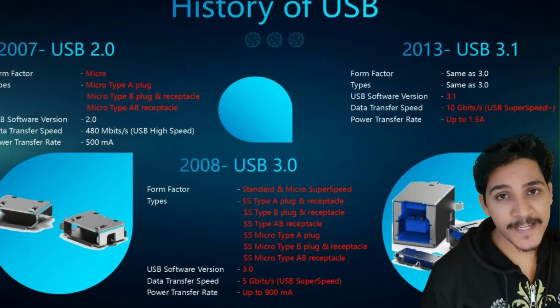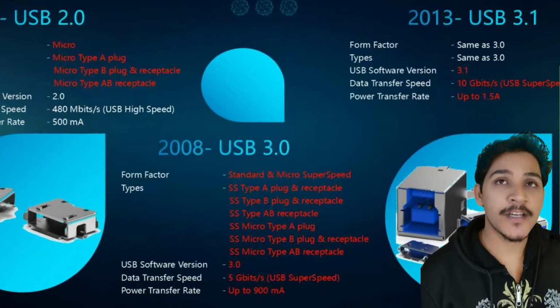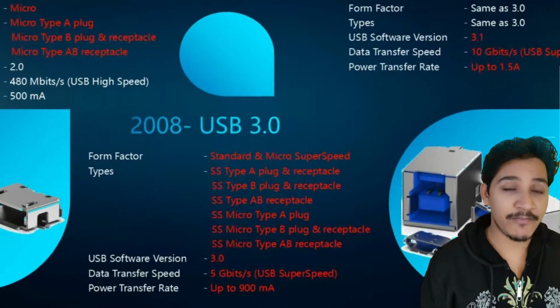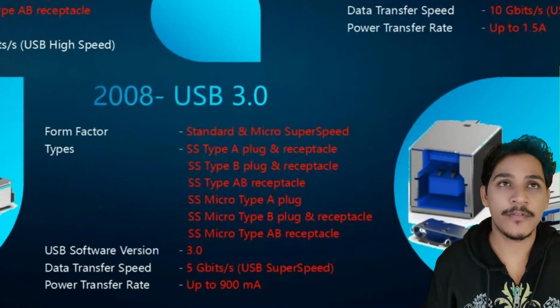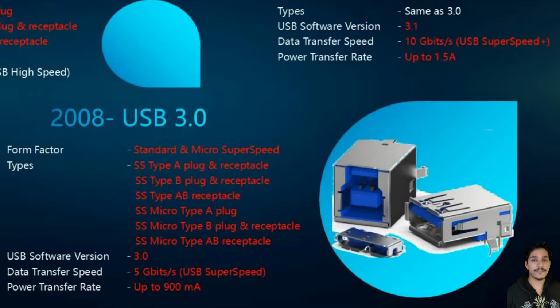Just after a year, in the year 2008, there was another version upgrade, and we call it USB 3.0. They introduced lots of different types of USB connectors and named it Super Speed. Based on this naming convention, there was also some speed improvement, and this was quite popular because of this super speed USB.